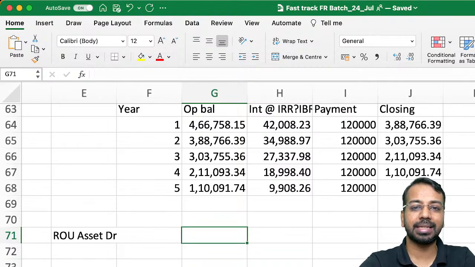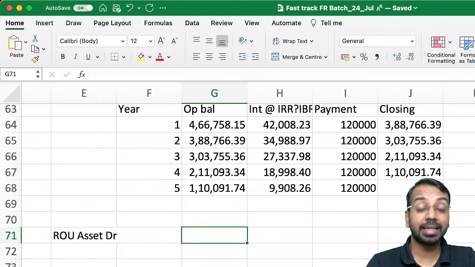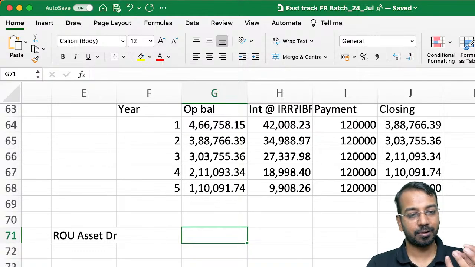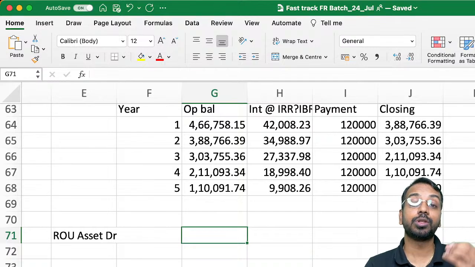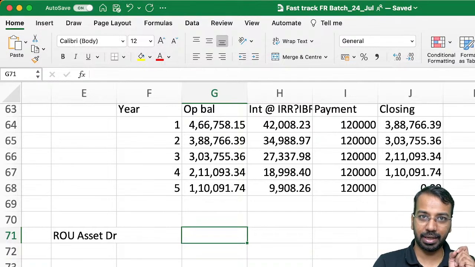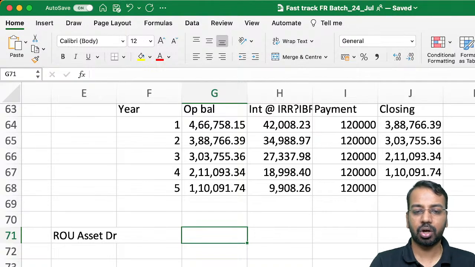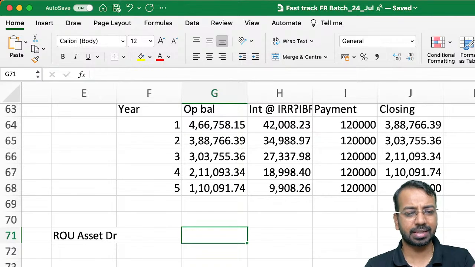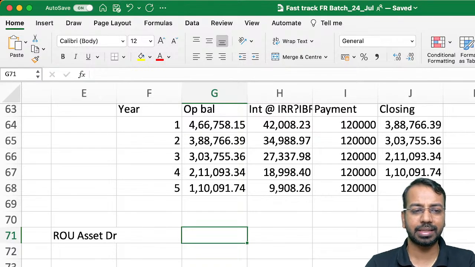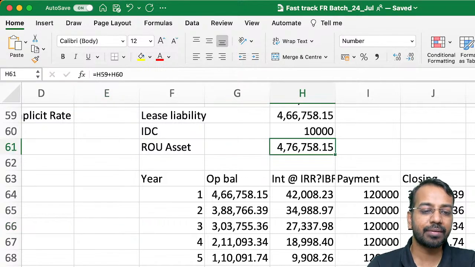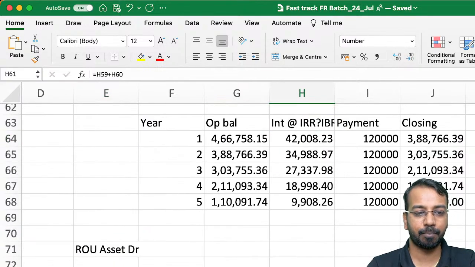Now, why are we recognizing a right of use asset? That is the right we are reflecting in the books, saying that yes, we have a right to use a particular asset for some period of time. Why are we showing it in the balance sheet and all of that? That discussion we have in the regular classes. Here, please understand, we will recognize a right of use asset, which is nothing but the amount that we have calculated here, 476,758.